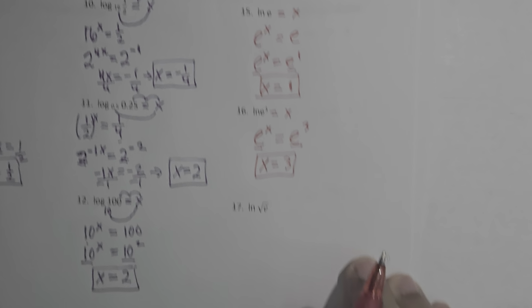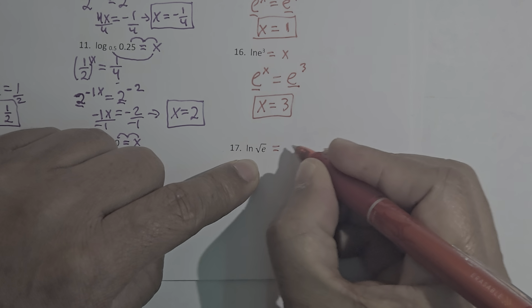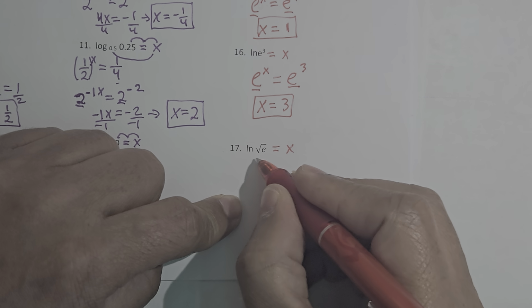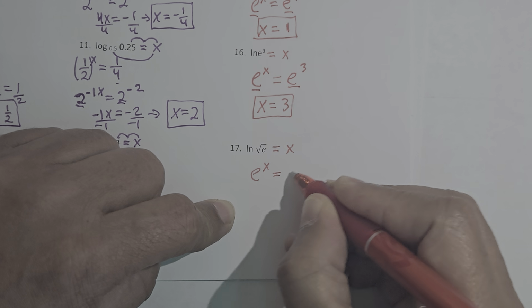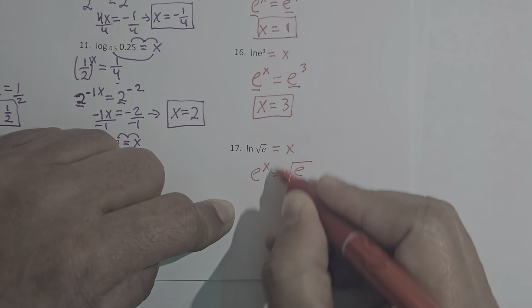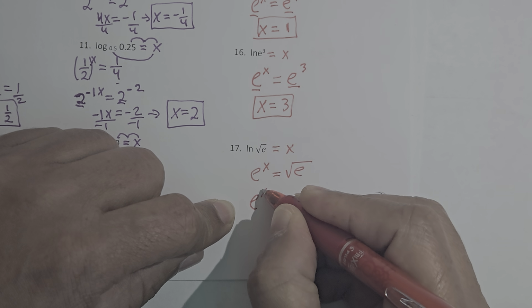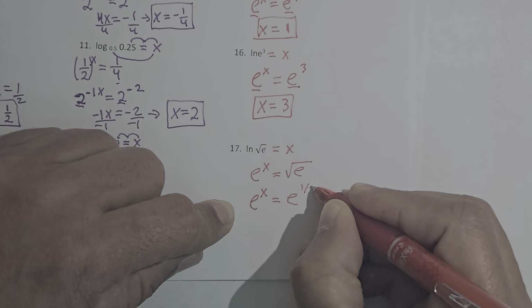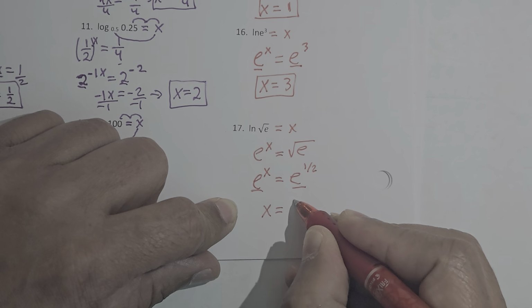One last example. For this one here, this number e is inside of a square root. Don't forget the square root is a half power. Let's set this equal to x, which means the base of the natural log is e. Then e to the power of x is equal to the square root of e. But again, the square root is the same as a half power. So rewrite that as e to the x power equals e to the half power. We have the same base again, so x is equal to 1/2.